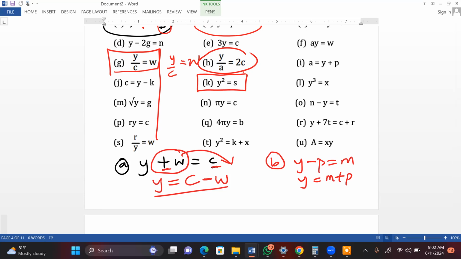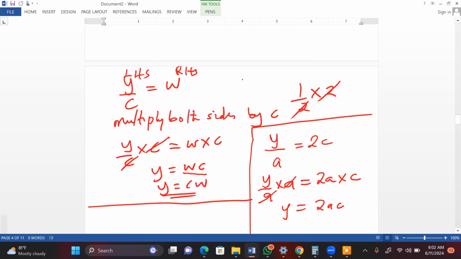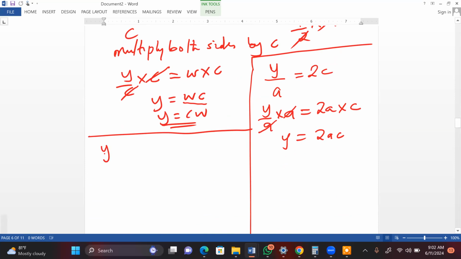Question K, y squared equals s. So you know, it is y that I want to make the subject of formula. But what is disturbing the y is squared. So we need to find a way to remove this square. How are we going to do that? So the opposite of square is what? Square root. So we are going to square root both sides.